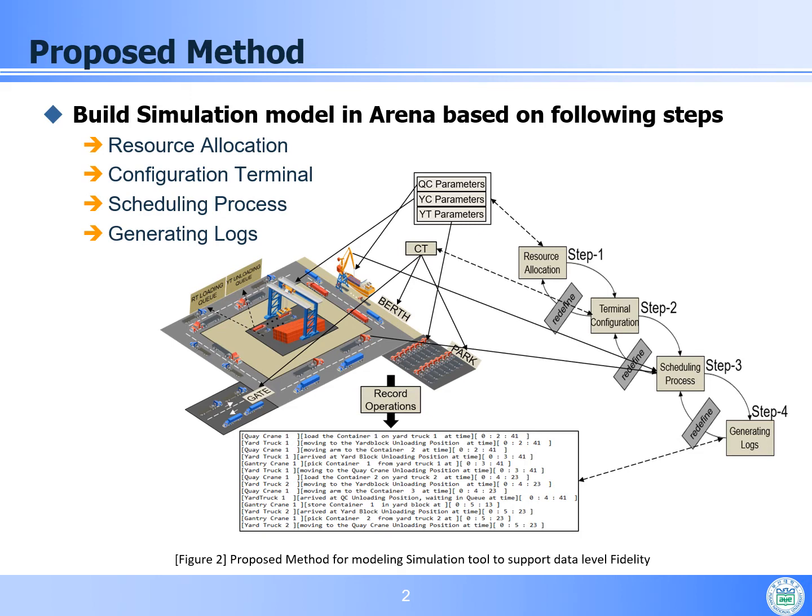The second step is configuring the container terminal, which is based on configuring the area, for example the yard blocks and the YT garage, the berth, and the allocation of routes for the yard truck movement. And then we have the scheduling process, which will define the equipment working in the container terminal. And the fourth step is generating logs, which will help us to simulate the overall working of the container terminal.